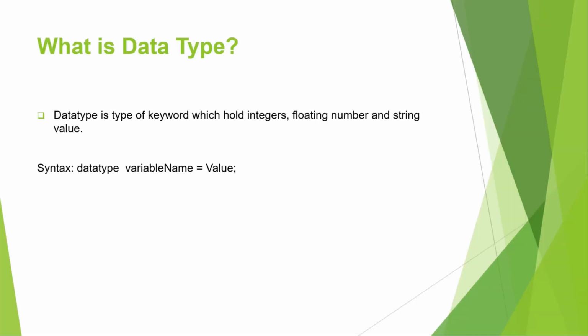Data type describes the type of data we are going to use. It can be a number, text, or something more complex like a list or an object. Data type is a type of keyword which holds integer, floating numbers and string values. So this is the syntax of data type, which includes data type, variable name is equals to value. We will understand the syntax of data type within a program.